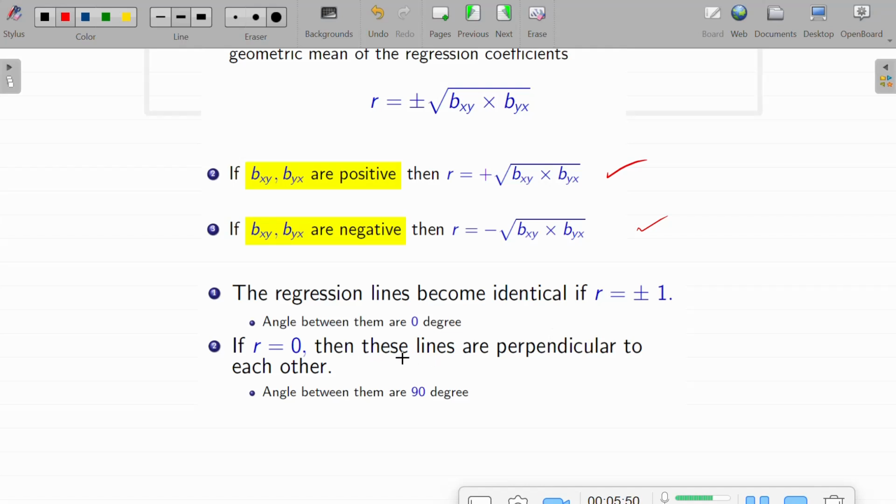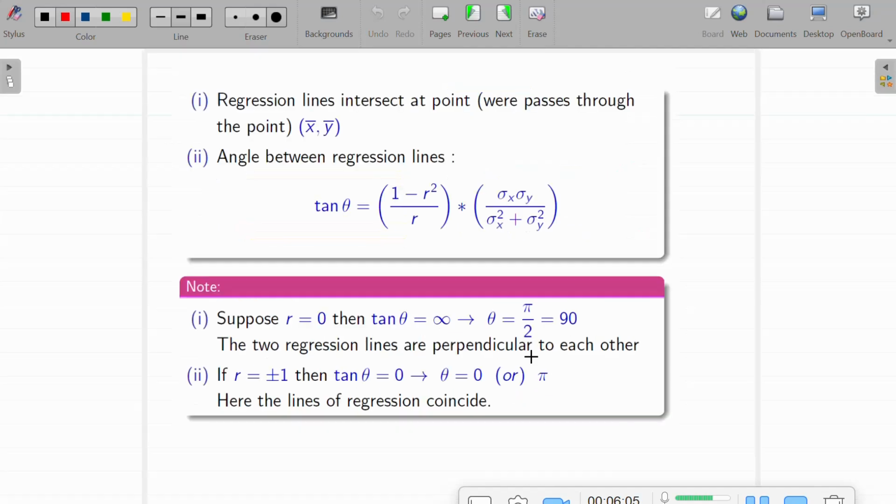And if r is equal to 0, then these lines are perpendicular to each other. So the angle between the regression lines will be 90 degrees. Okay, so these are the major properties of your regression lines, and a few more we have here.